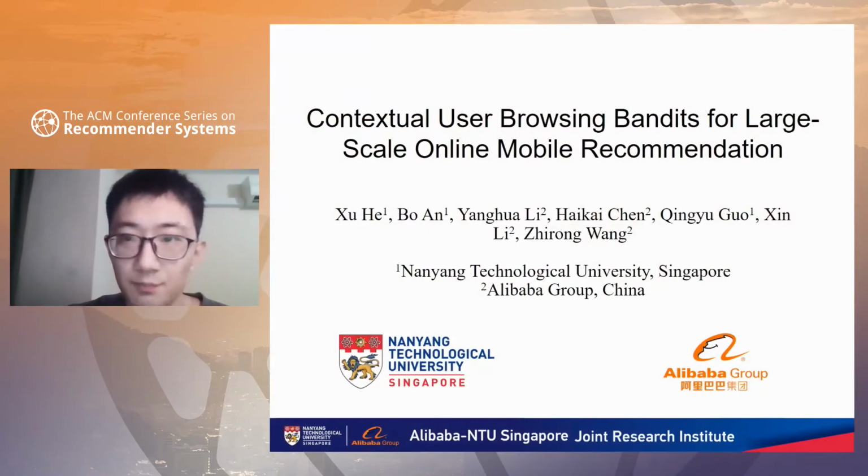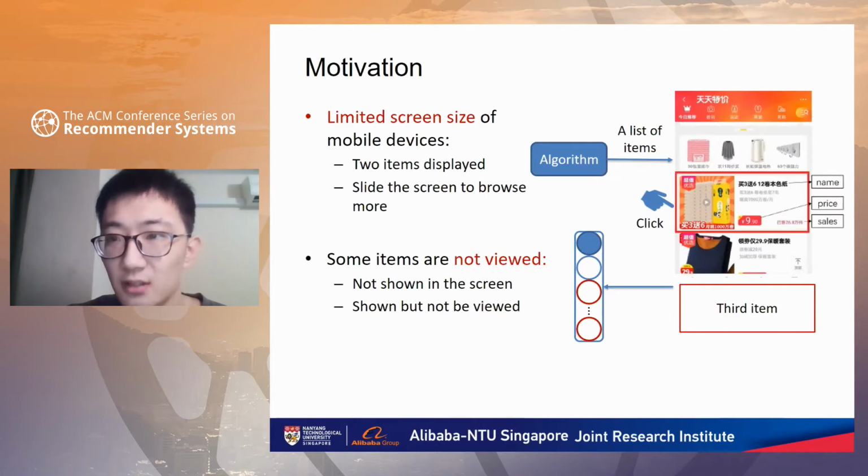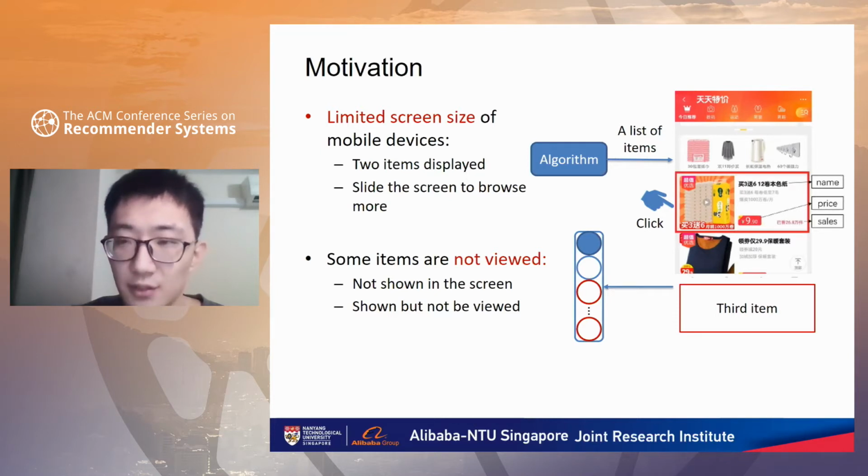I'd like to thank my co-authors. This paper is a joint work of Nanyang Technological University and Alibaba Group. We consider the recommendation task on mobile devices: when a user opens a page, an algorithm selects a list of items to show. Due to the limited screen size, users can only see 2 items on the screen, and they need to slide the screen to browse more items. In this process, some items are actually not viewed by the user.